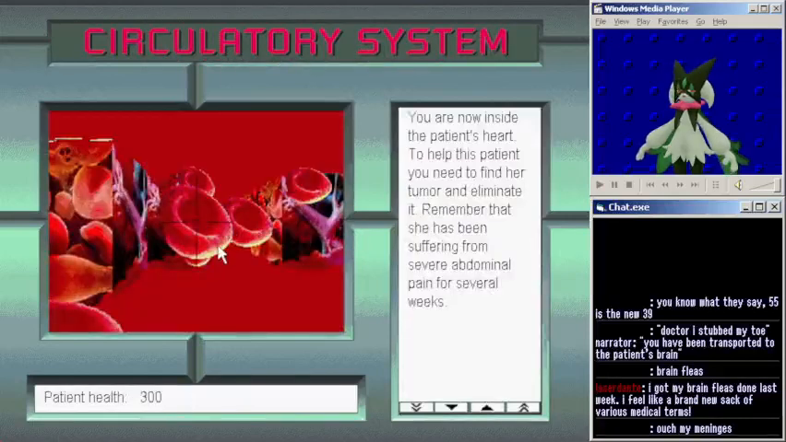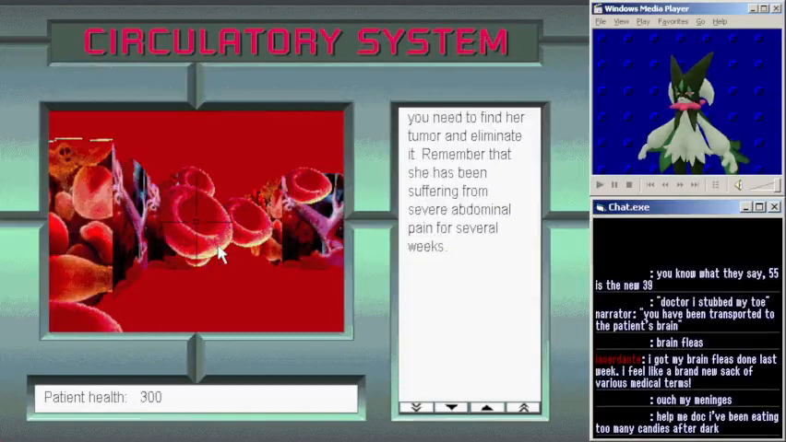All right. You are now inside the patient's heart. To help this patient, you need to find her tumor and eliminate it. Remember that she has been suffering from severe abdominal pain for several weeks.